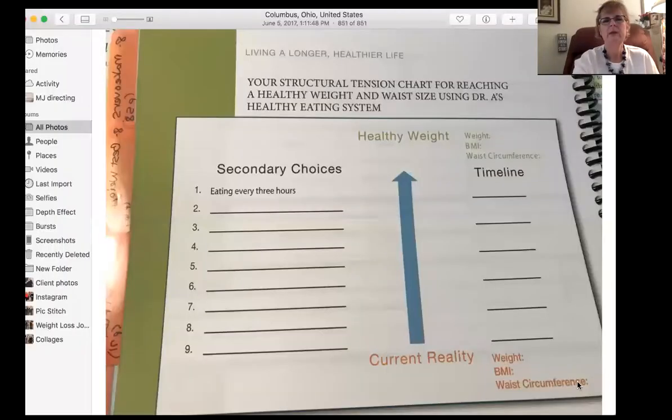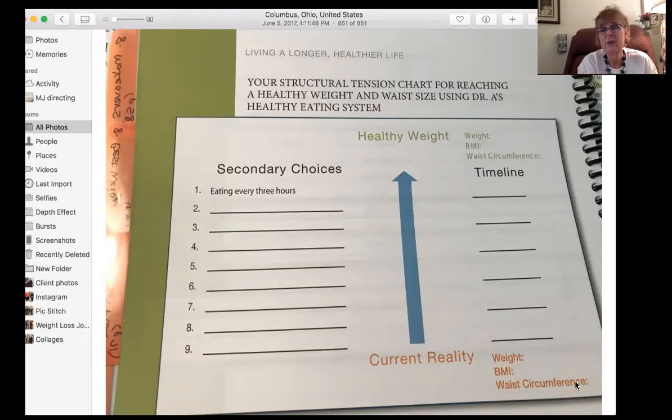You've taken the health assessment, and if possible, used the workbook called Living a Longer, Healthier Life, which is a companion guide to Dr. A's Habits of Health that we're studying. And then you created a structural tension chart for your first goal of reaching a healthy weight. Have you done that? Let me show you what the structural tension chart is to refresh your memory a little bit. This is what the structural tension chart looks like.